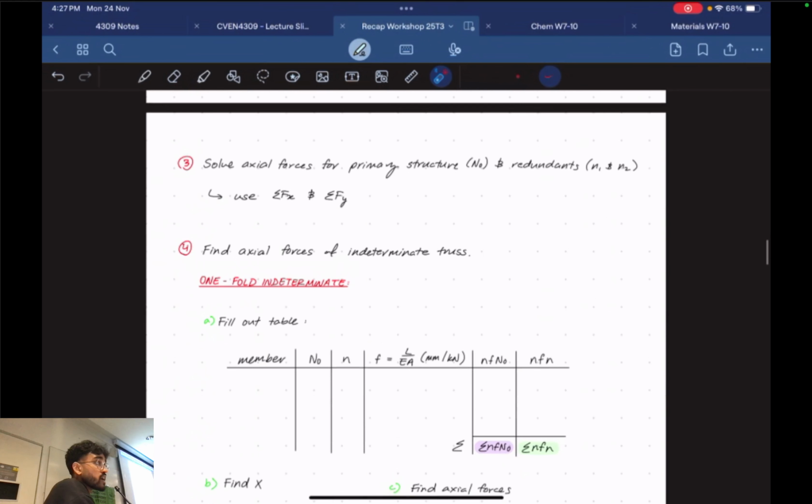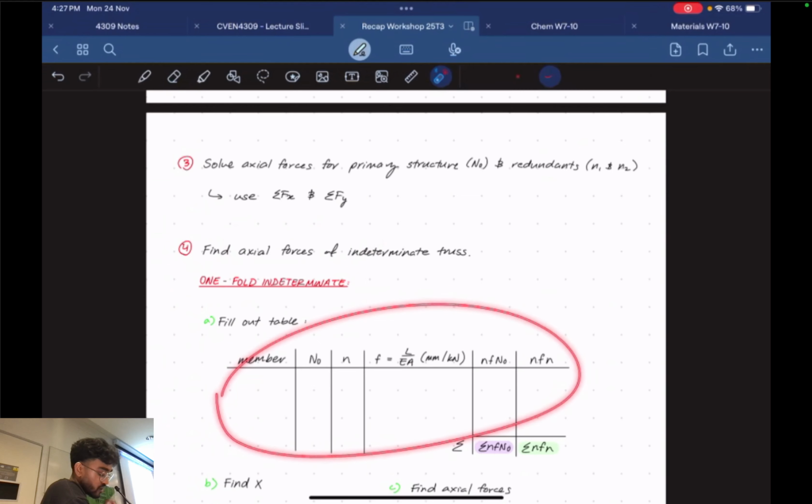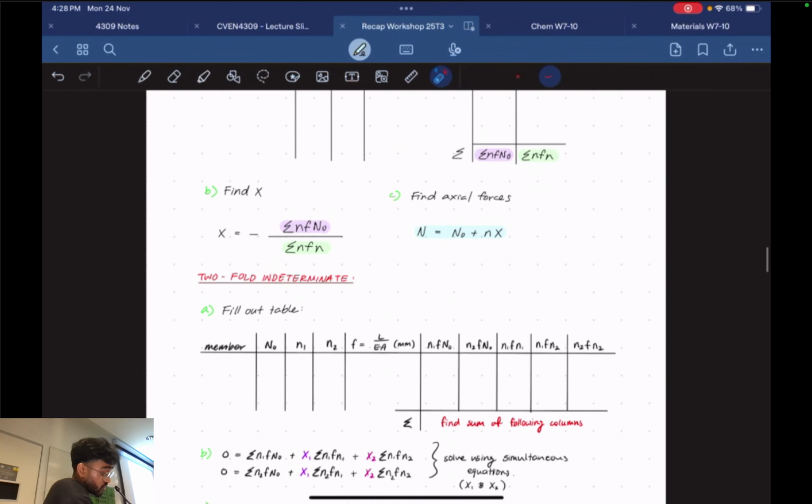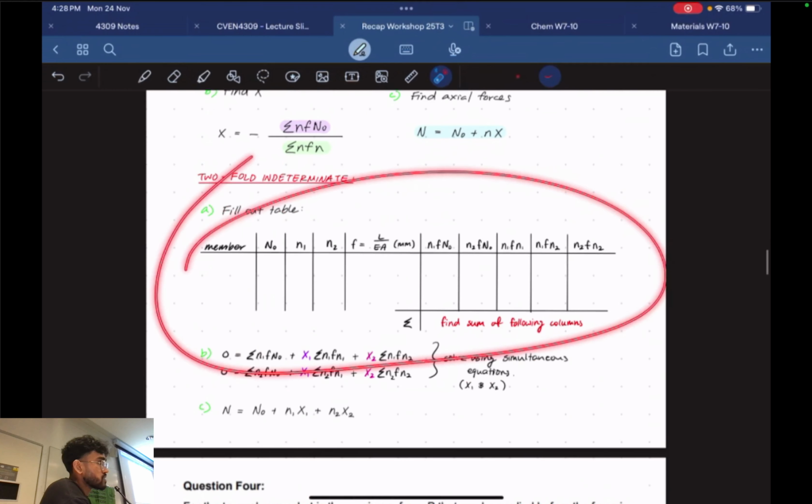Next, you're going to have to solve your axial forces for the truss for each structure. So you're going to solve it for your primary structure and your redundant structures. Finally, to actually find your axial forces, you're going to need the help of your table. For your one-fold indeterminate, the table is quite easy. It's quite small as well, pretty simple. For a two-fold indeterminate, it gets a bit longer.